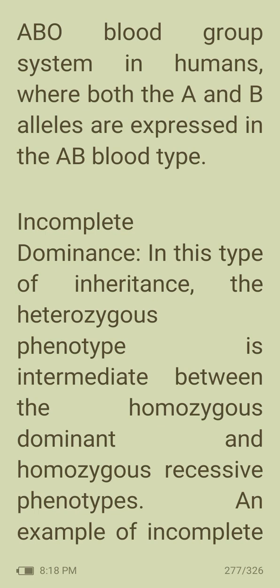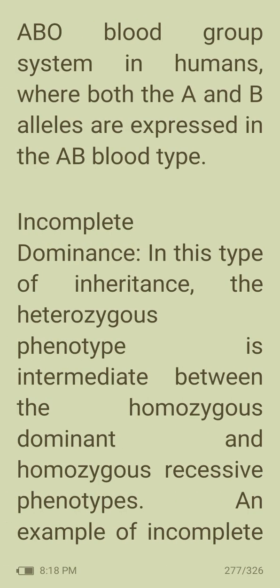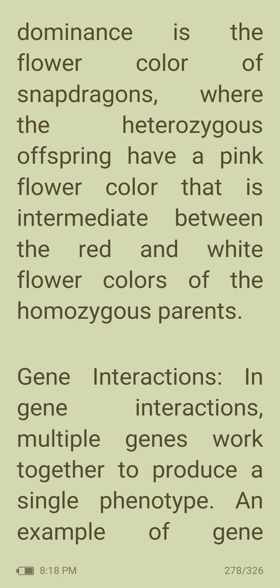Then, incomplete dominance. In this type of inheritance, the heterozygous phenotype is intermediate between the homozygous dominant and homozygous recessive phenotype. An example of incomplete dominance is the flower color of snapdragons, where the heterozygous offspring have a pink flower color that is intermediate between the red and white flower colors of the homozygous parents.